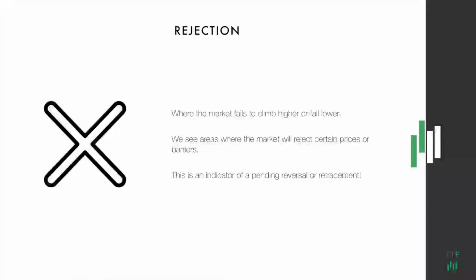Now, when we mention rejections, what we're talking about is where the market fails to climb higher or fails to fall lower. There will be certain prices, certain barriers where the market will get to and it will reject. This just means that it can't push higher than perhaps that price or can't fall lower than that price, and therefore it will change direction. It will reverse or potentially retrace.